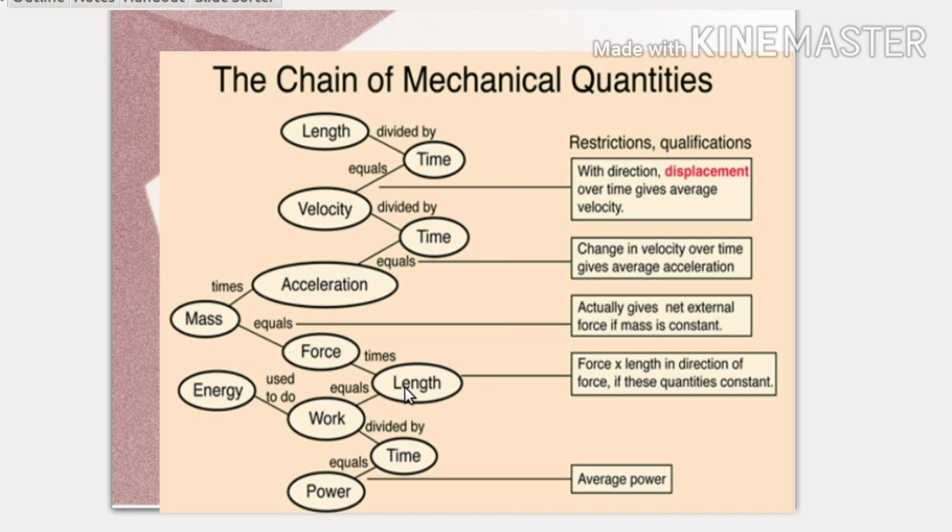And when work is divided by time, what do we get? Power. This means all the quantities are related, but the fundamental basic quantities start from length, then time. These two quantities play a massive role, and thereafter sometimes mass also. These three quantities are able to explain energy, force, work. Understood?